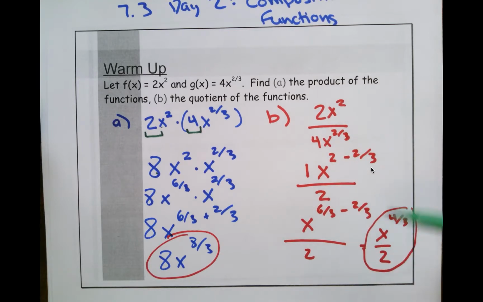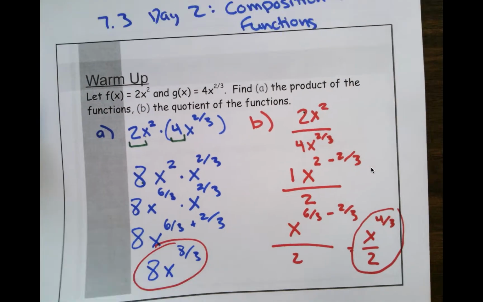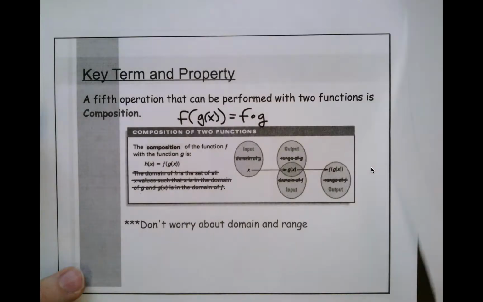In part B, we are dividing two things of the same base. We divide the 2 and the 4, which gives us the 1 over 2, and then we're dividing two things of the same base, so we should be subtracting those exponents, and that brings us through the rest of this. You guys probably knocked that out of the park.